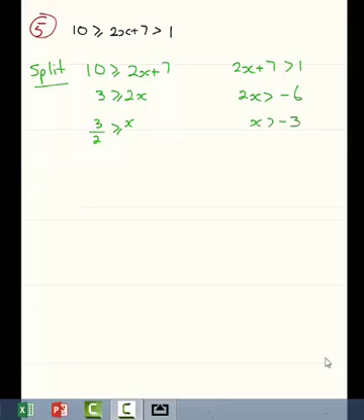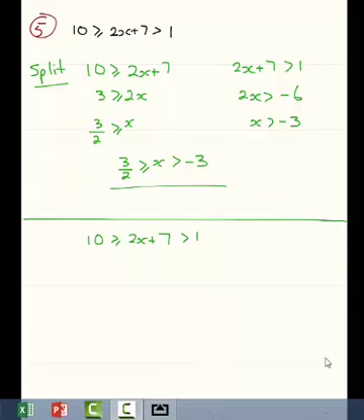And then what you do is you put them back together and you say, well, 3 over 2 is greater than or equal to x, which is greater than negative 3. So if we want to treat it all as one thing, then we work it just like an equation, 2x plus 7, so I need to subtract 7. And when I do it, I have to subtract it from everything. So I end up with 3 is greater than or equal to 2x, which is greater than negative 6.